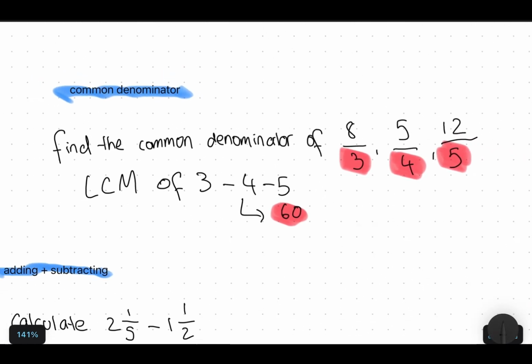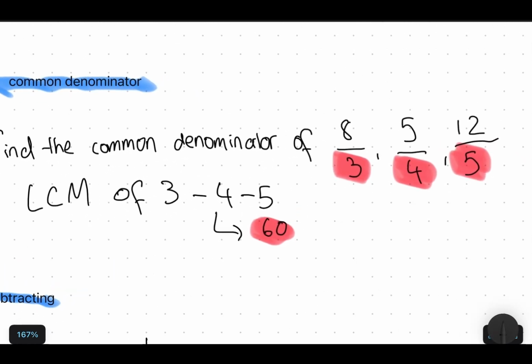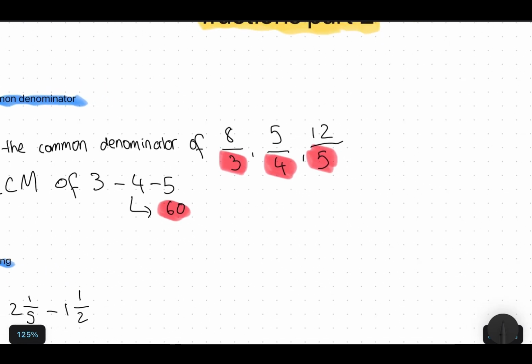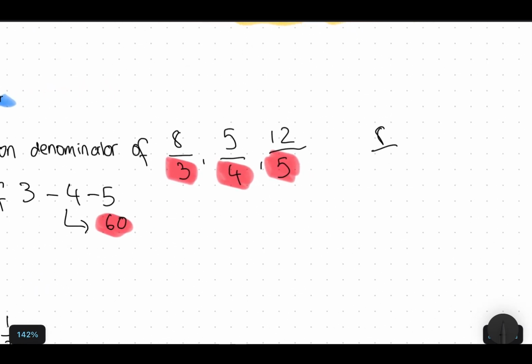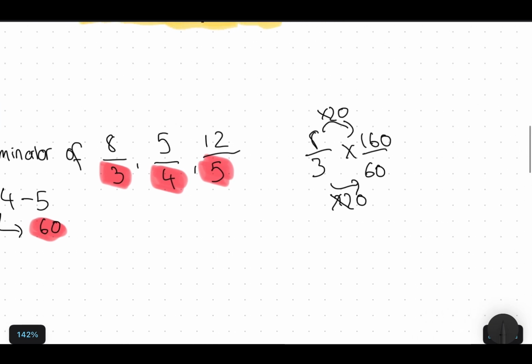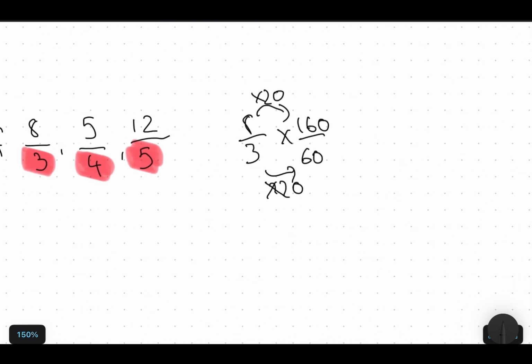And just to show you how you actually turn it into a common denominator, you get 8 over 3 times by something to get 60. What times by 3 gets you 60? Well, that's times by 20. And so we do the same on the top, times by 20, and that's 160. So 8 thirds is 160 over 60.